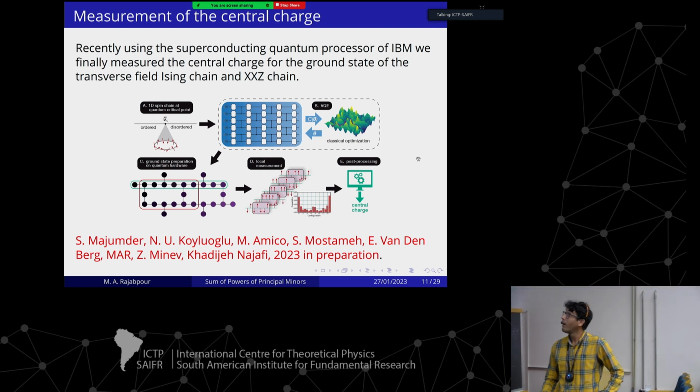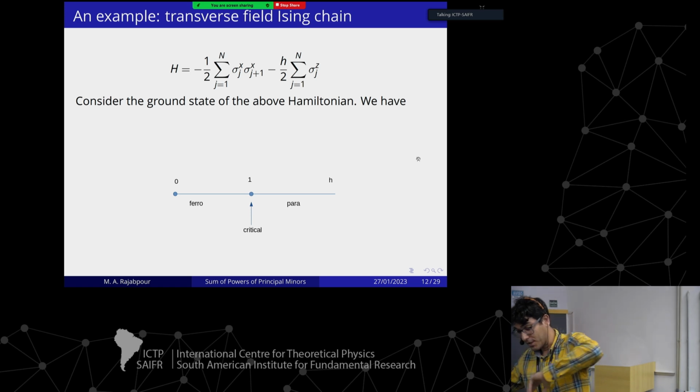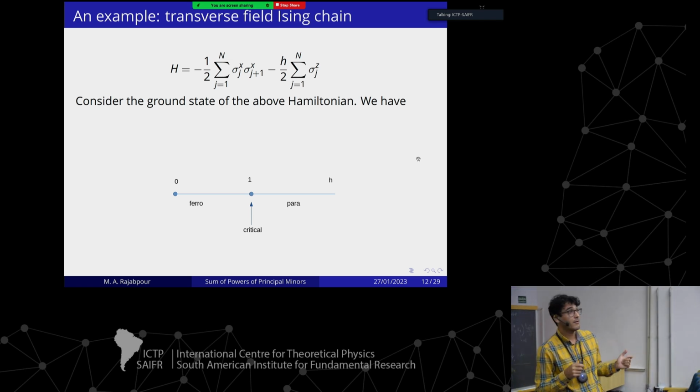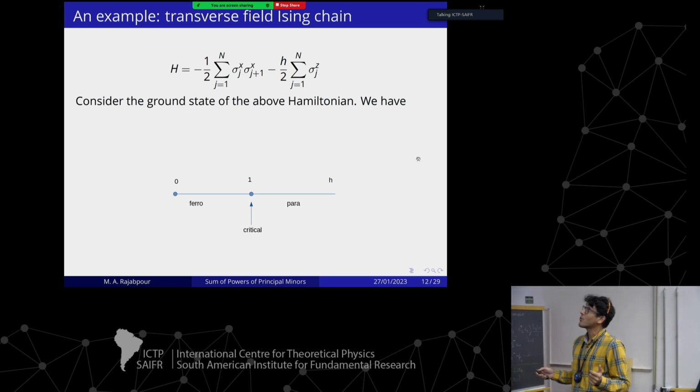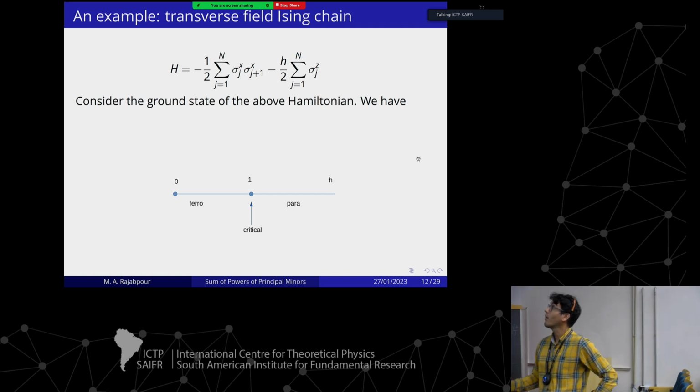Okay, now let me tell you a bit about the transverse field Ising chain. I told you the general stuff, that these quantities are interesting. Now I just want to give you an example that probably everybody is familiar with, and then I will come back to my original problem. The transverse field Ising chain is the simplest quantum chain that we have, with sigma x and sigma z. We have a critical point at h equal 1. We have a paramagnetic phase for h bigger than 1, and for h smaller than 1 we have a ferromagnetic one.